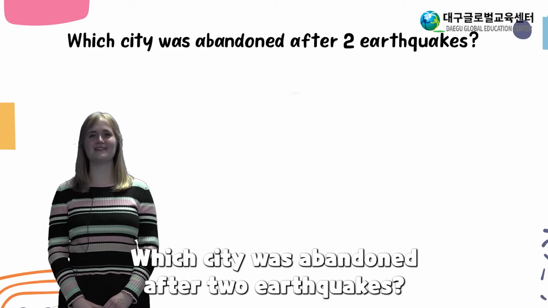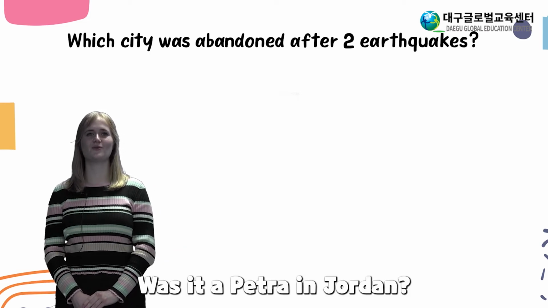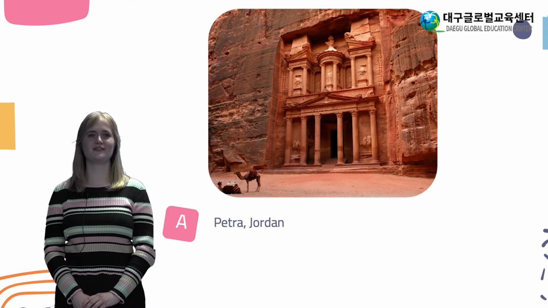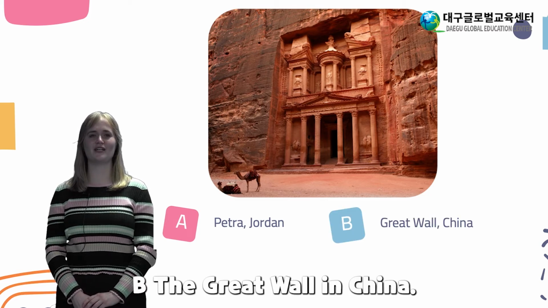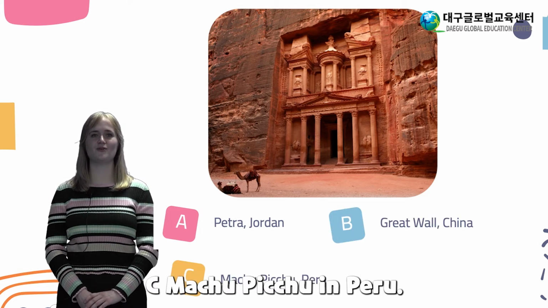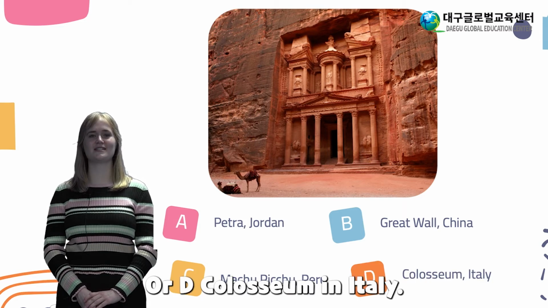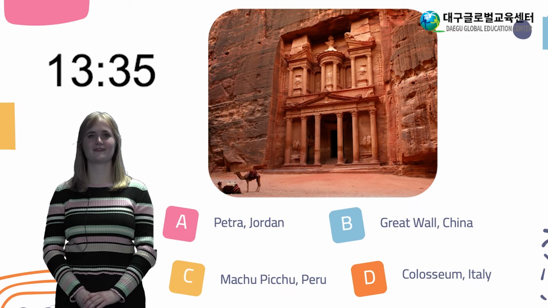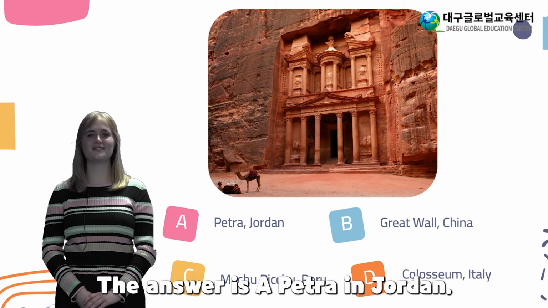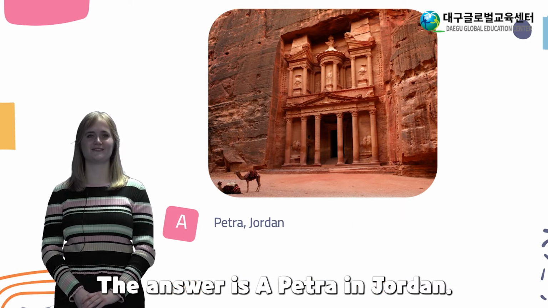Which city was abandoned after 2 earthquakes? Was it A, Petra in Jordan, B, the Great Wall in China, C, Machu Picchu in Peru, or D, the Colosseum in Italy? The answer is A, Petra in Jordan.